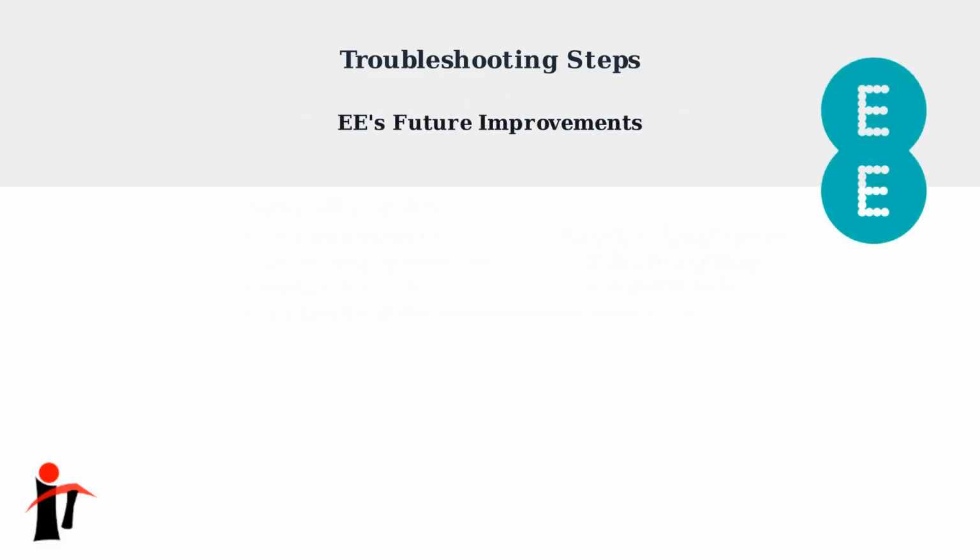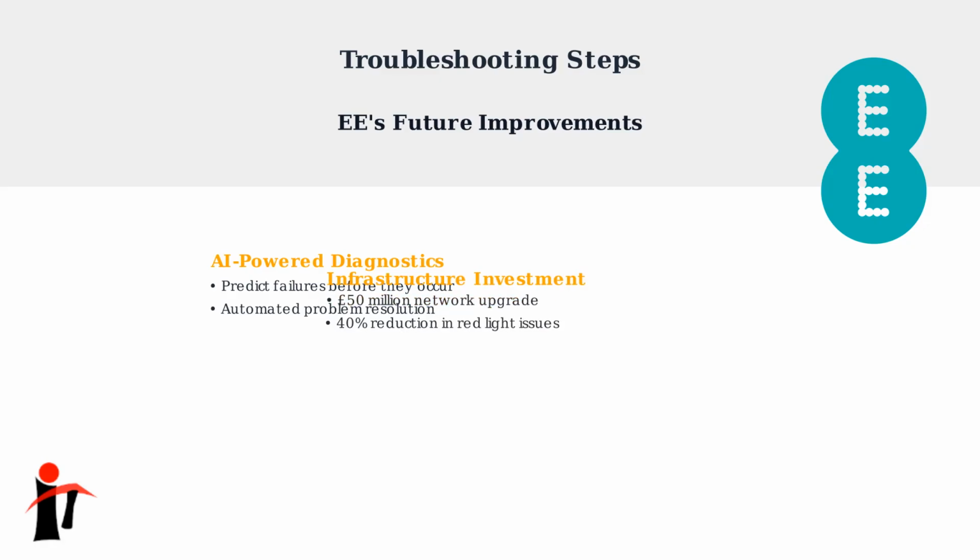EE is investing heavily in preventing these issues. They're developing AI-powered diagnostics that can predict failures before red lights appear, and investing £50 million in network infrastructure to reduce red light incidents by 40% over the next 2 years.